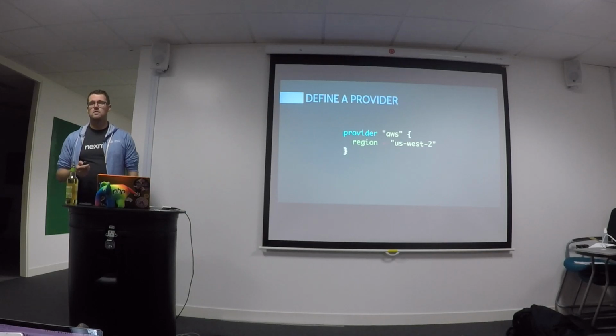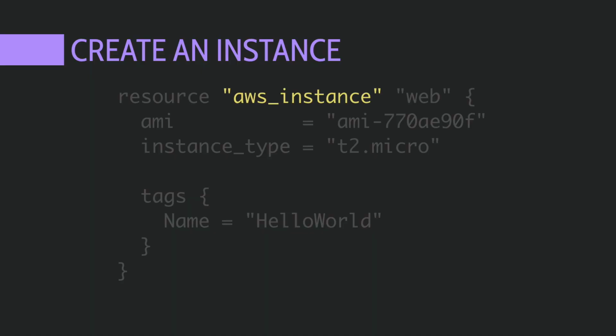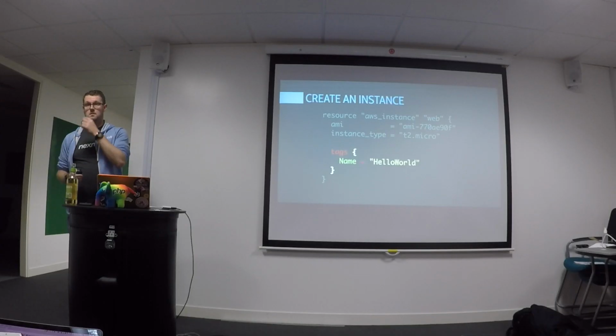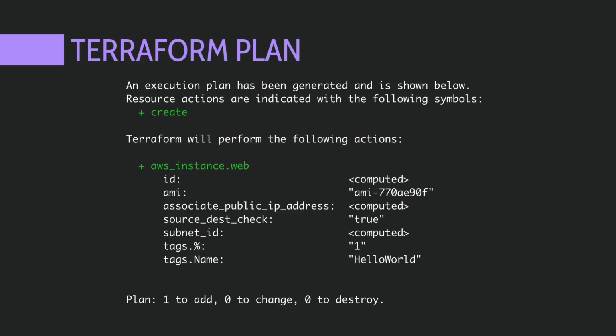Once you've got a provider, we need to tell it that we want an instance. And we saw this at the beginning. There's not much there. We tell it we want an AWS instance. We're going to call it web, that's our internal name. It uses the Ubuntu image. It's a micro instance. And we're going to call it Hello World. And that's all there is to it. Just provider, resource, save it, and we can run Terraform plan.